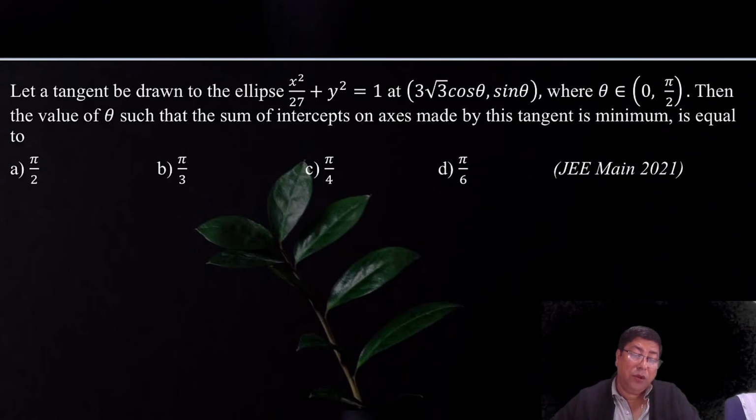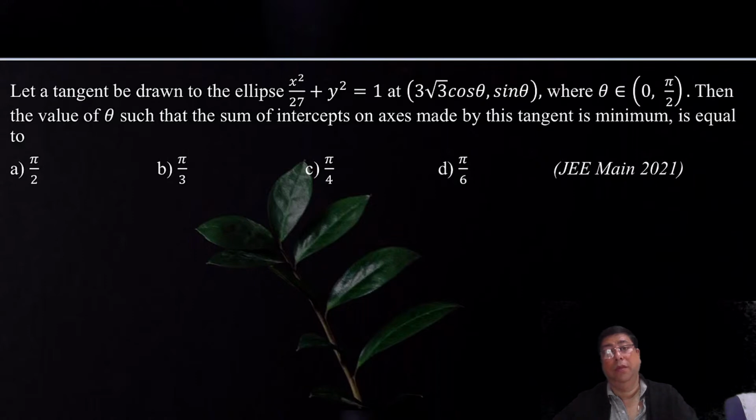Let a tangent be drawn to x square by 27 plus y square by 1 equal to 1 at 3 root 3 cos theta comma sin theta, where theta belongs to 0 to pi by 2. Then the value of theta such that the sum of the intercept on the axis made by this tangent is minimum. So here we have to apply the concept of maximum minimum.